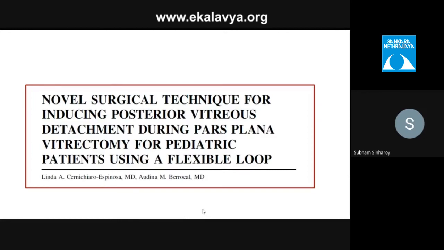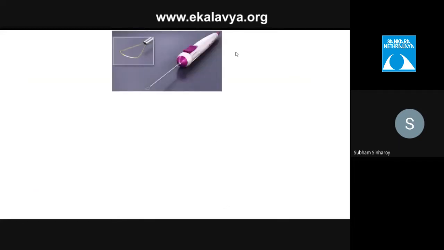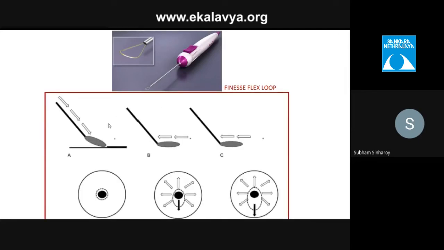Another surgical technique was tried in pediatric patients, where the vitreous is very adherent, with the help of a flexible loop. It is the Finesse loop, which we also have in our operation theater. You can see a loop here. The margins are serrated and it is retractable. Once we enter the posterior segment through the sclerotomy, you can open up the loop and perform the surgery. The advantage is that it is very flexible, and the angulation helps in keeping that loop over the surface of the retina.